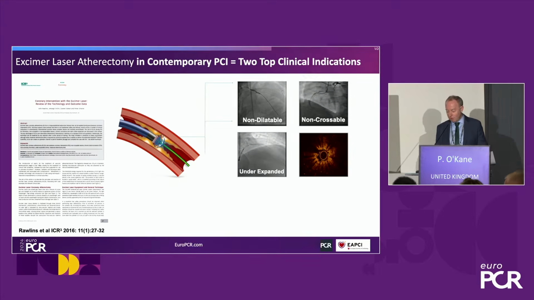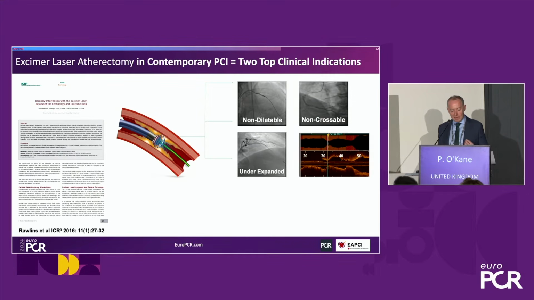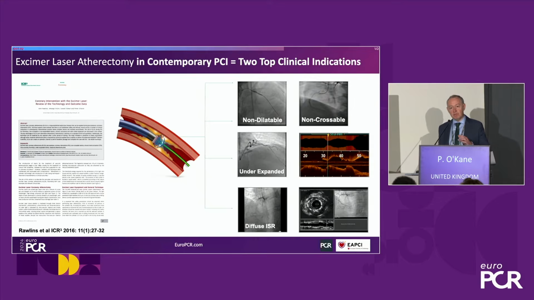There are many papers that we've all published, all of us on the panel. This is a simple summary that we did many years ago. And I think 2 key indications are a non-crossable, non-dilatable lesion. That's really key. And if you've got stent failure, so stent underexpansion or diffuse stent restenosis, laser is incredibly helpful for those types of cases.